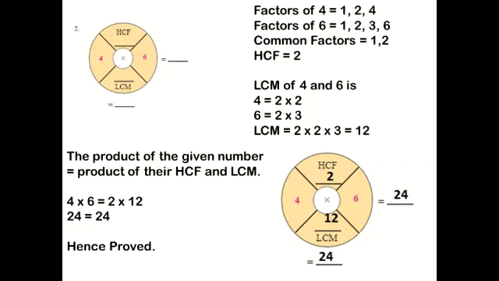Now you will find the LCM of 4 and 6 by the prime factorization method. The prime factors of 4 are 2 into 2 and the prime factors of 6 are 2 into 3. Now circle the common factors. Then the LCM is 2 into 2 into 3, which is nothing but 12. So the product of the given numbers is 4 into 6, that is 24, and the product of their HCF and LCM is 2 into 12, that is also 24. Hence the statement is proved.